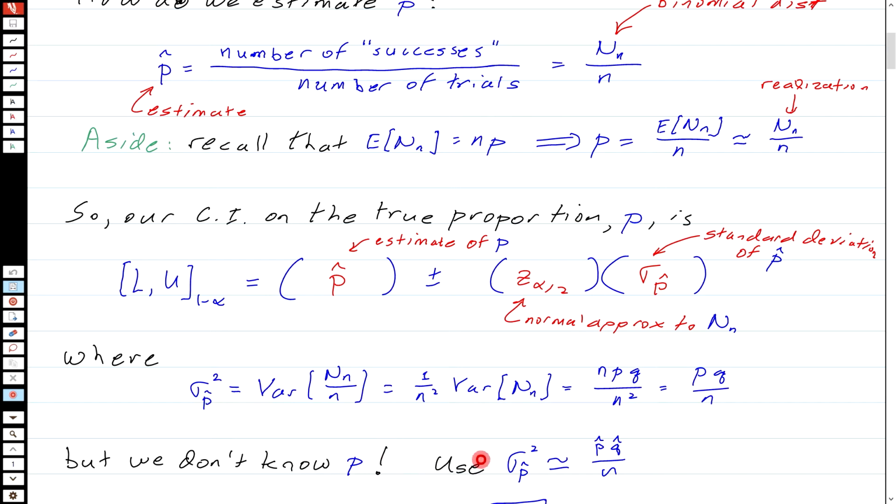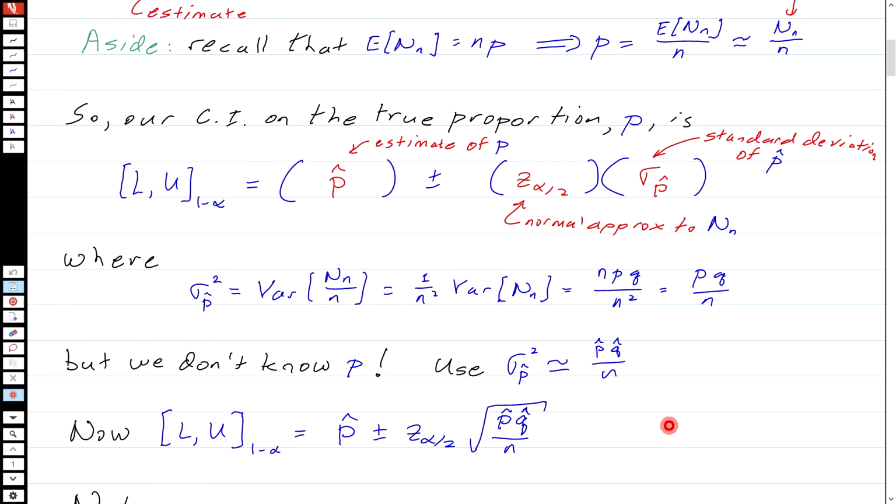So what we do is approximate this variance pq over n using our estimated parameter p hat, and 1 minus p hat is q hat. So we get the variance of p hat is approximately equal to p hat q hat over n. And of course, we have to remember to take the square root to get the standard deviation here. So our confidence interval becomes p hat plus or minus z alpha by 2 times the square root of p hat q hat over n.